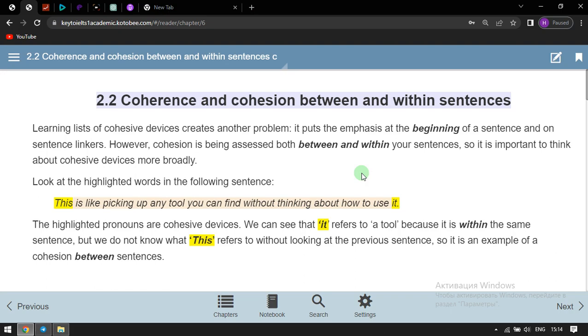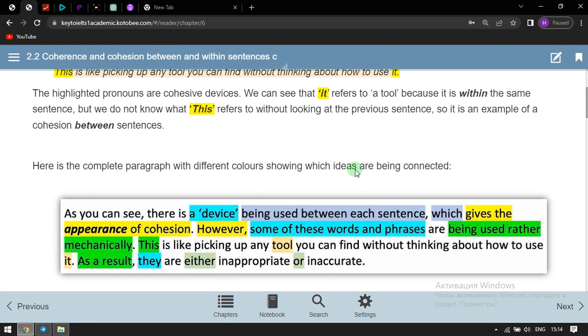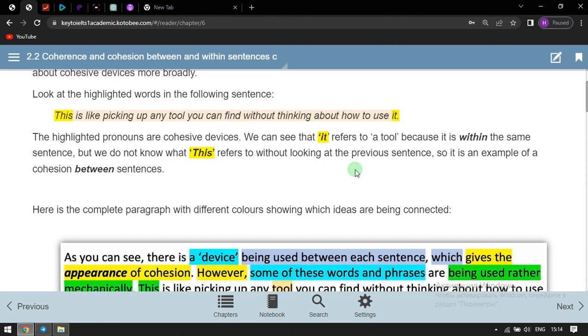Look at the highlighted words in the following sentence. Quyidagi gaplardagi o'sha rang bilan ko'rsatib qo'yilgan so'zlarga e'tibor bering. This is like picking up any tool you can find without thinking about how to use it. This va it. The highlighted pronouns are cohesive devices. O'sha belgilab qo'yilgan olmoshlarimiz bog'lovchi qurilmalar ekan.